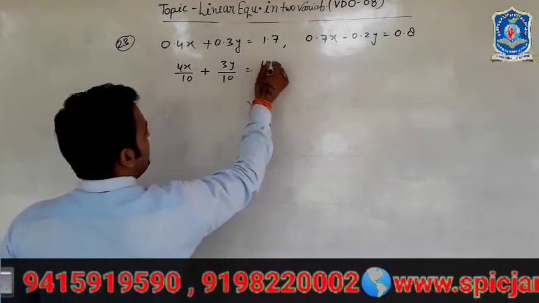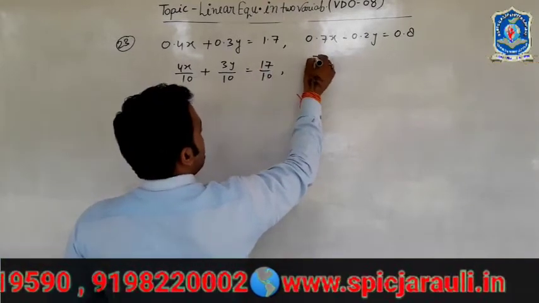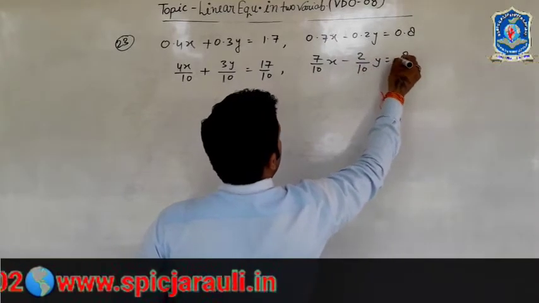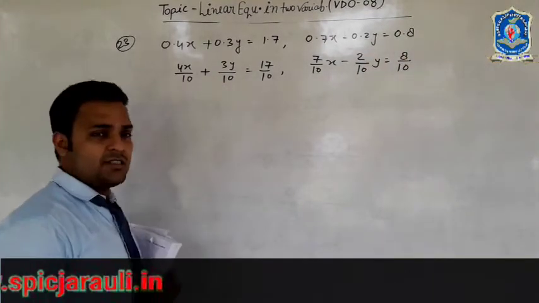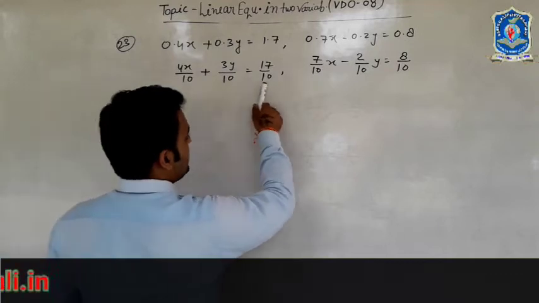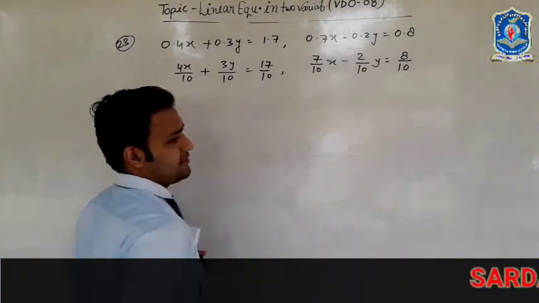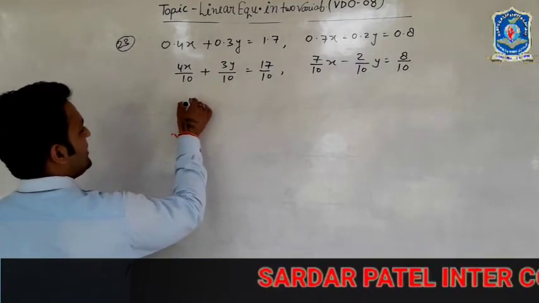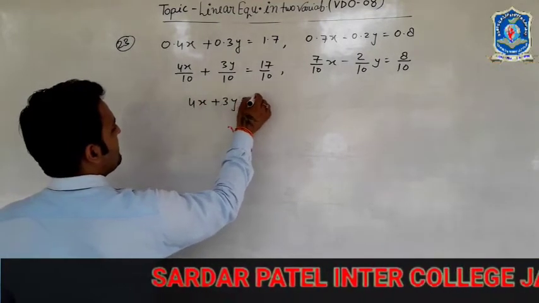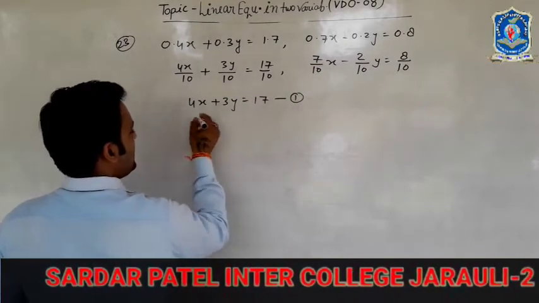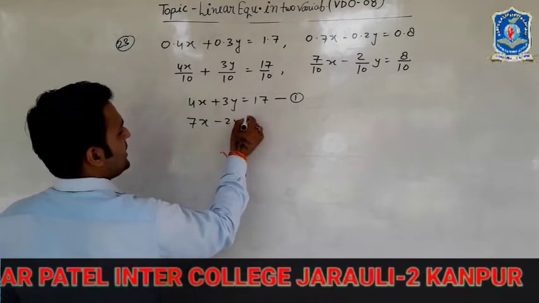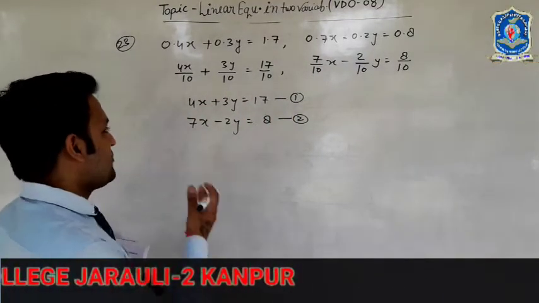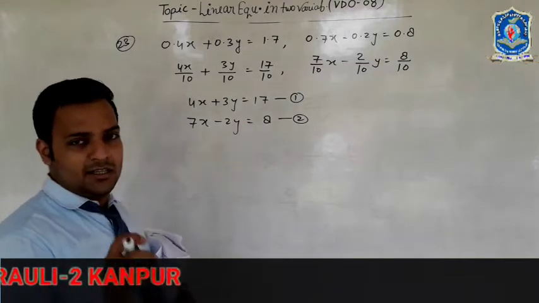Then this will be 17 by 10, comma, 7 by 10x minus 2 by 10y is equal to 8 by 10. Okay, students? 10 is here in every term, so we can remove 10. Directly we can write 4x plus 3y is equal to 17, equation first, and 7x minus 2y is equal to 8, equation second. And now we can solve it by the substitution method very easily.